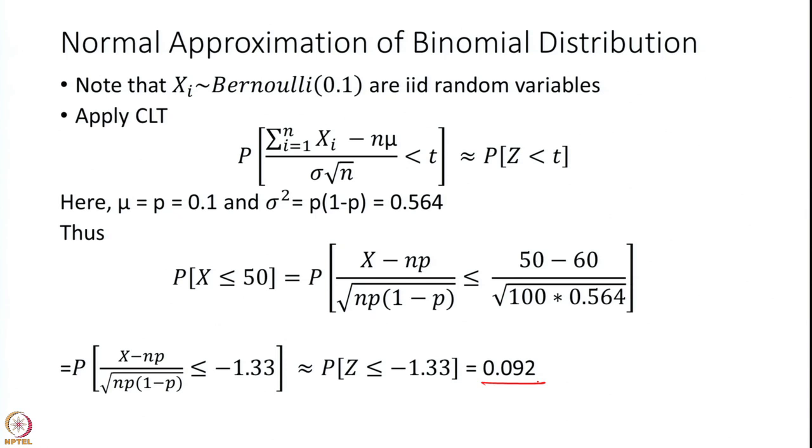If you have to put this t value, when you put mu is equal to 0.1 and sigma square is equal to 0.564, you want to have your x less than or equal to 50. So, x minus np divided by square root of np times 1 minus p turns out to be 50 minus 60, because it is 100 with probability of a defective being 0.1. So, where did this come from? Wait a minute.